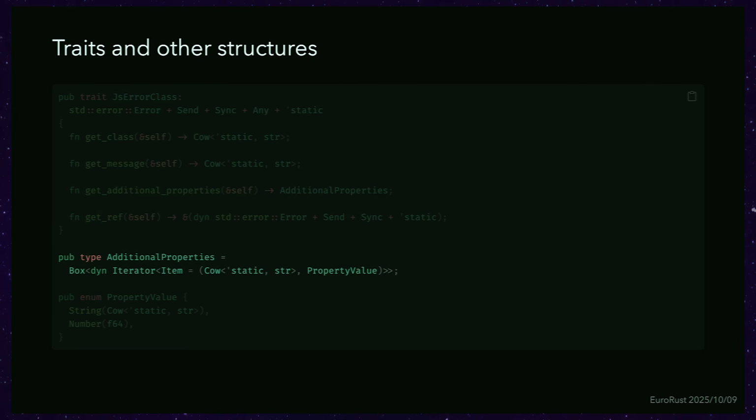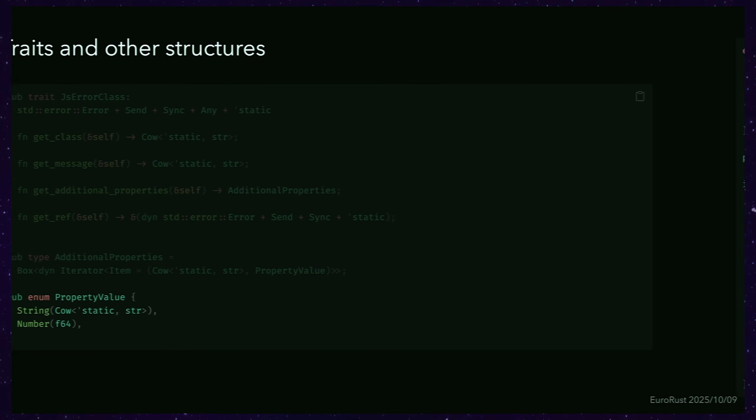And the additional properties is just an iterator that gives the name and the value. And a property value can just be a string or a number. We have considered adding more, but this seems to cover enough cases. And if people want more, we can always add more.